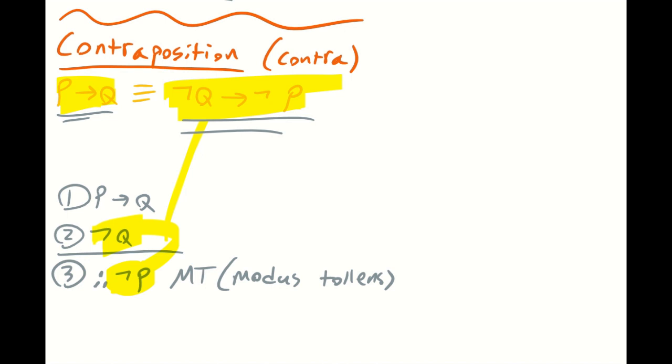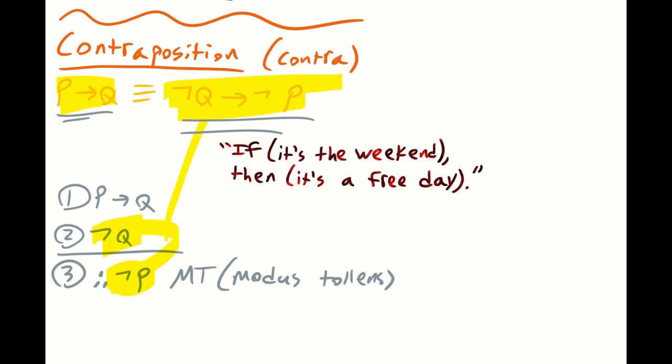Perhaps even better is an example. So let's say we have the following example. If it's the weekend, then it's a free day. So the question is, what is this logically equivalent to if we engage in contraposition?